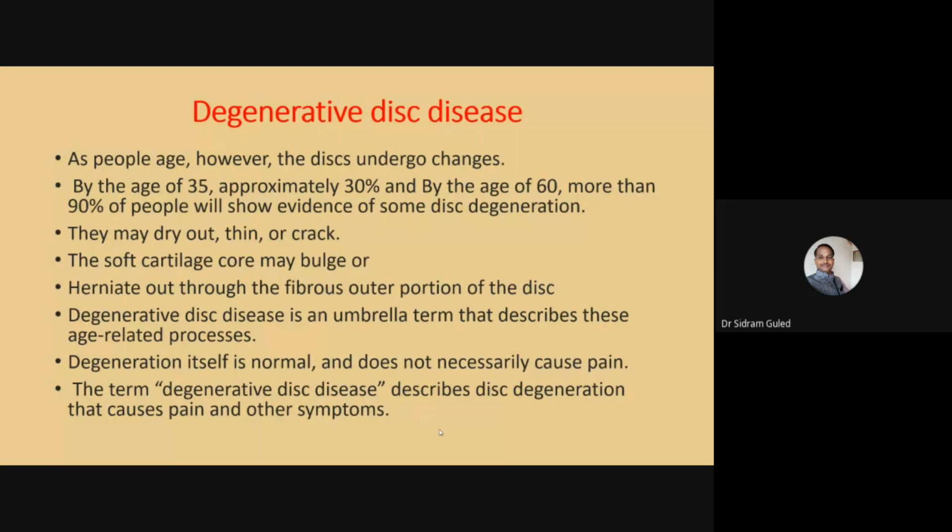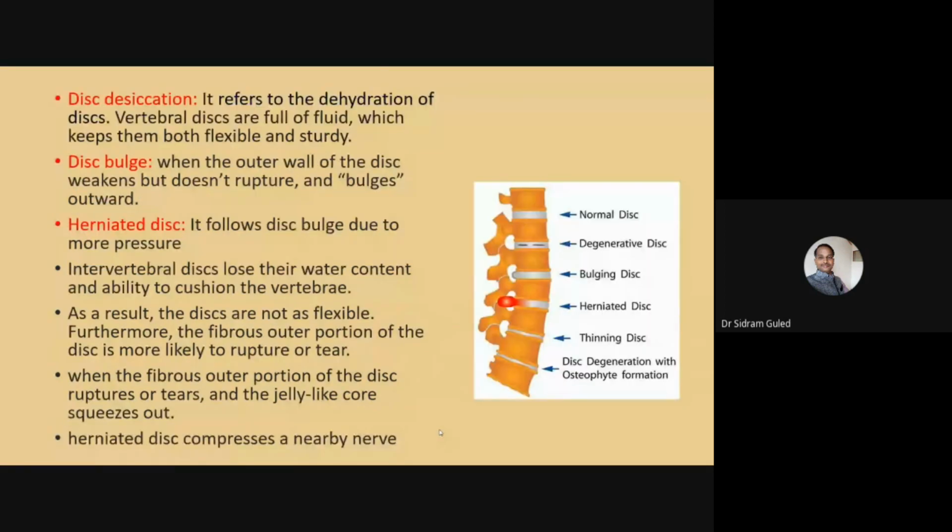Degenerative disc disease is an umbrella term, as I have discussed. Due to age-related processes, sometimes it is normal and does not necessarily cause pain. There are different conditions of degenerative disc disease. They are disc desiccation, which is just the dehydration and degeneration of the disc. When it becomes severe, it will bulge, which is called a disc bulge, where the outer wall of the disc weakens and the inner portion bulges out. If it becomes more severe, it leads to herniation of the disc, where the outer portion is torn so that the middle portion herniates and causes severe pressure over the spinal cord.